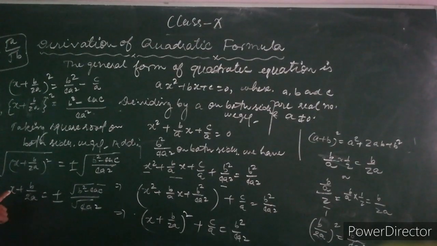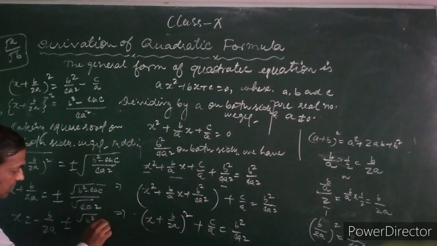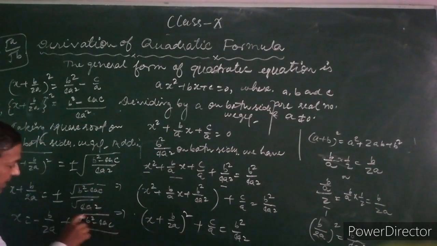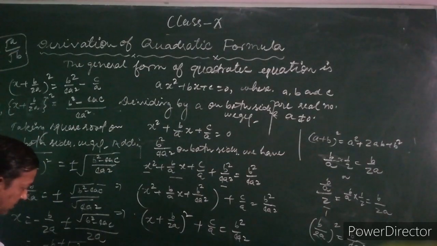Now, we transpose b upon 2a to the right hand side. Left hand side x equals minus b upon 2a plus minus under root (b² − 4ac) upon under root 4a², that is 2a. Again, calculate: minus b upon 2a plus minus under root (b² − 4ac) upon 2a. The denominator is 2a. Right, here minus b plus minus under root (b² − 4ac) is equal to x. Clear?